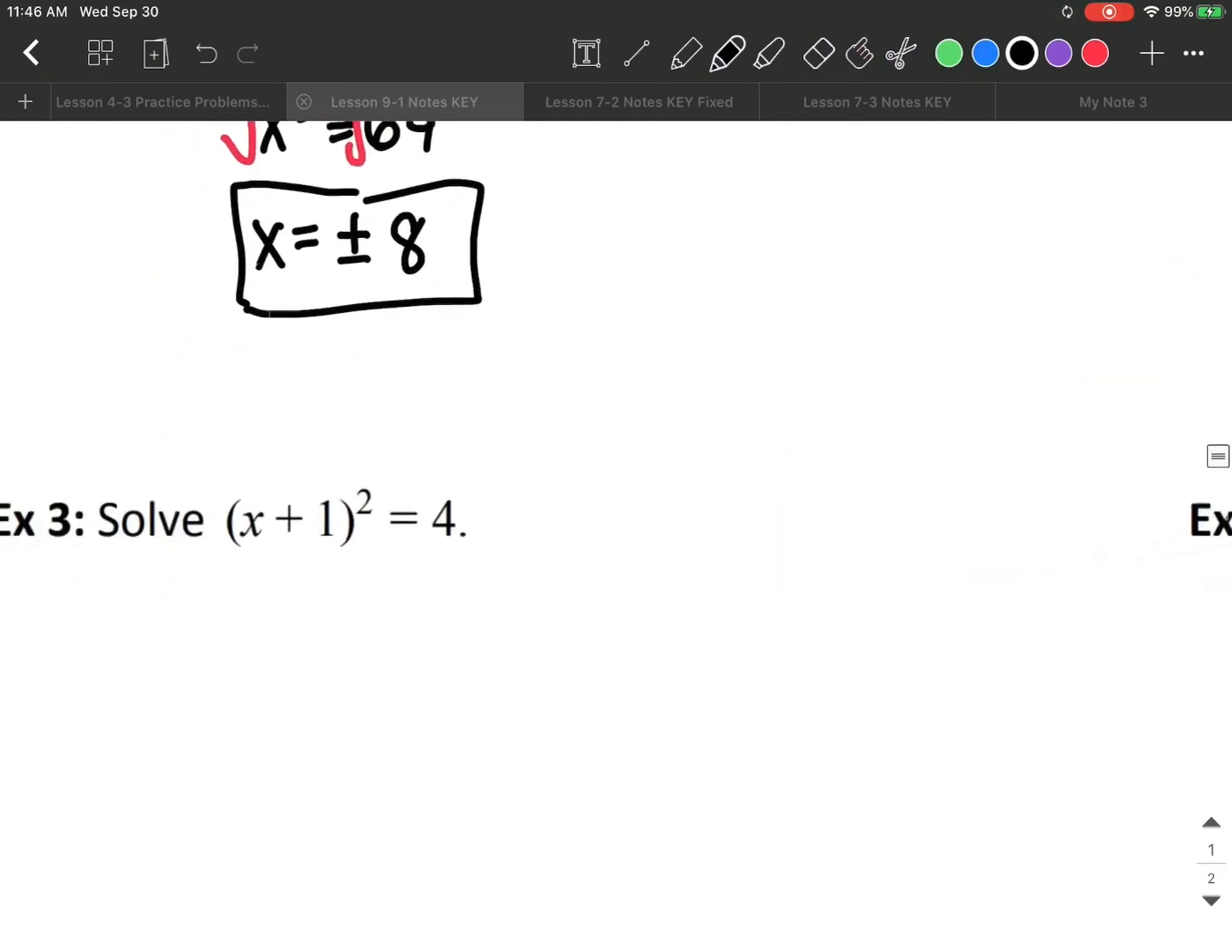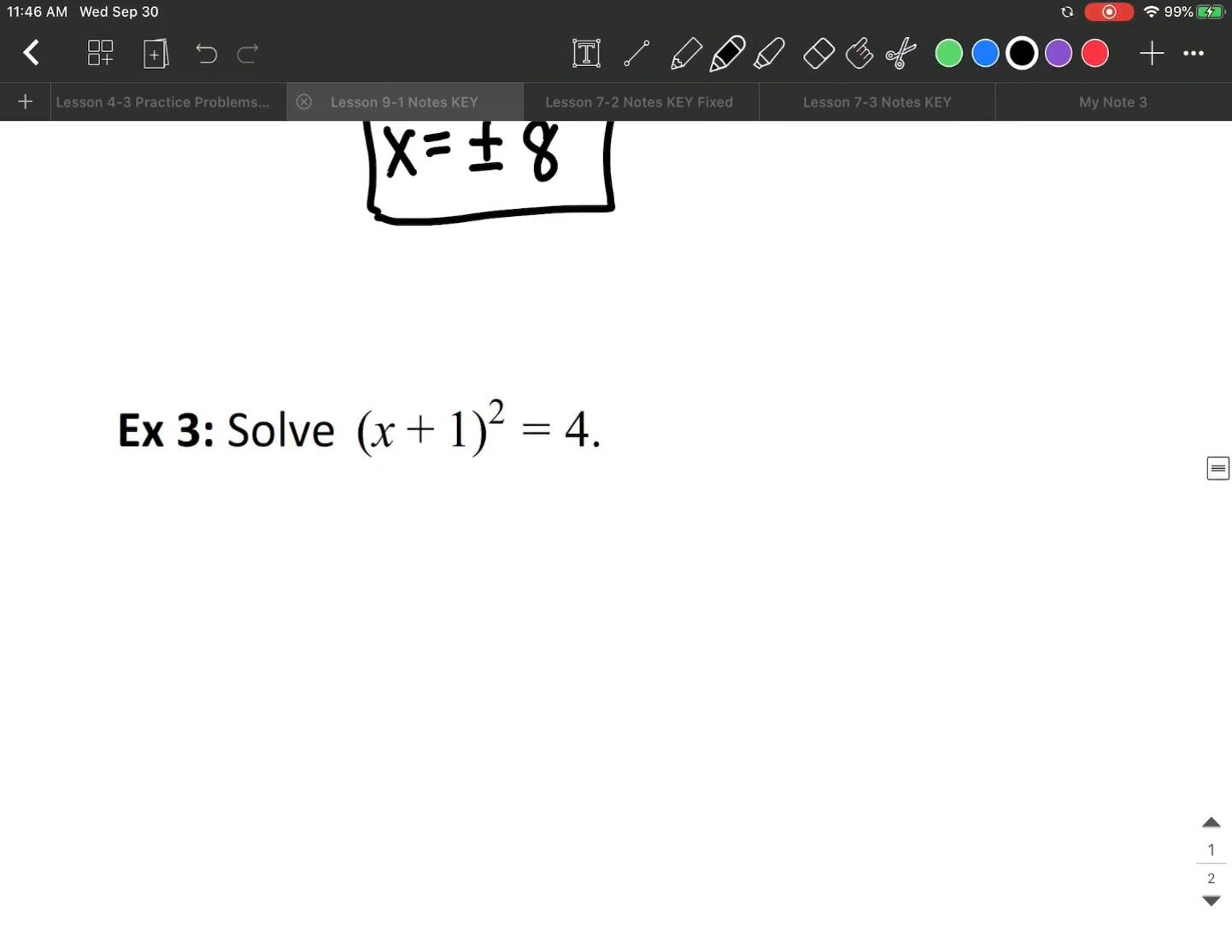Going down to example 3. I already have something being squared on the left-hand side. It doesn't look exactly the same as the other examples, but it is still something being raised to the second power, and it's already by itself. So I want to get back to that x. I want to solve for x, and the first thing I'm going to do is take the square root of the left-hand side.